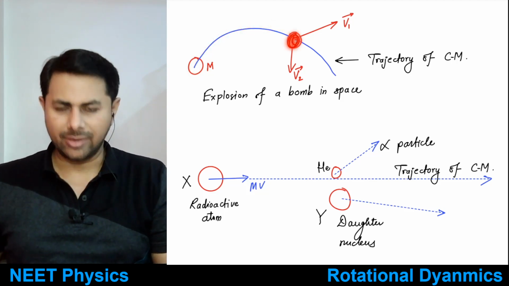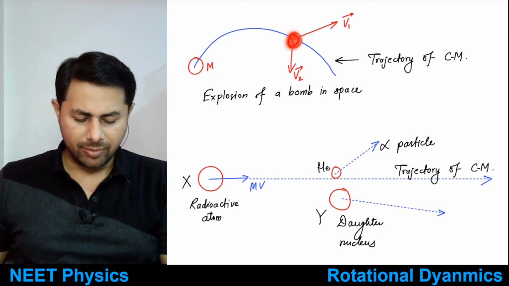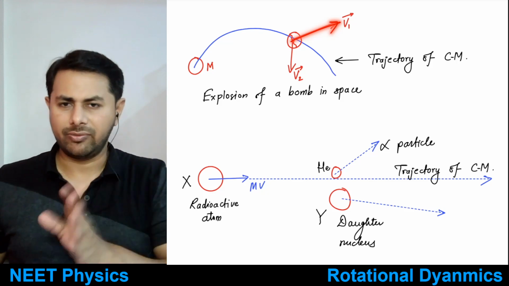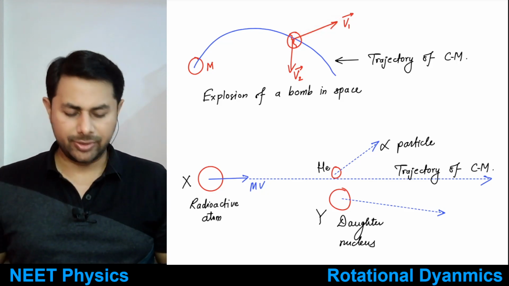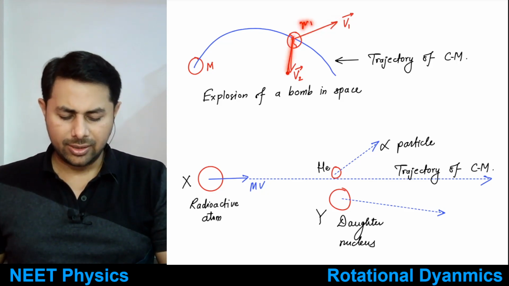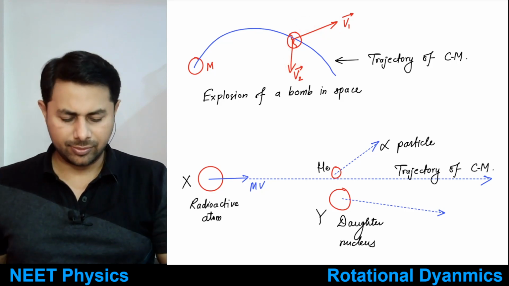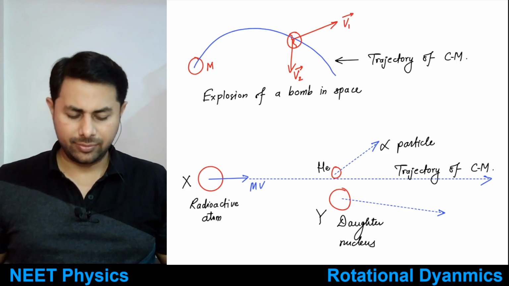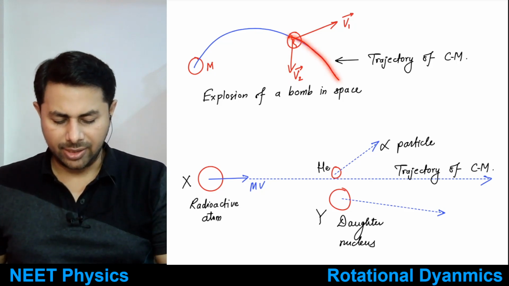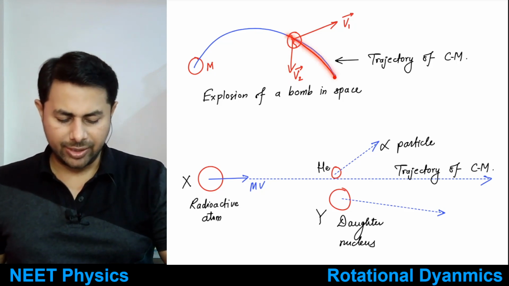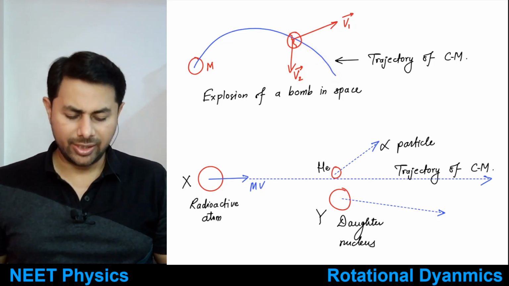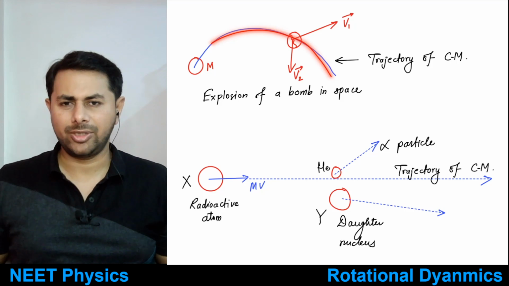At this point, the bomb breaks into two pieces. One moves with velocity v1 in this direction. Suppose it has some mass m1. Another one moves with velocity v2 in this direction, right? But now the center of mass of these two will keep on moving in the same direction. Same direction means it will keep on performing the projectile motion.